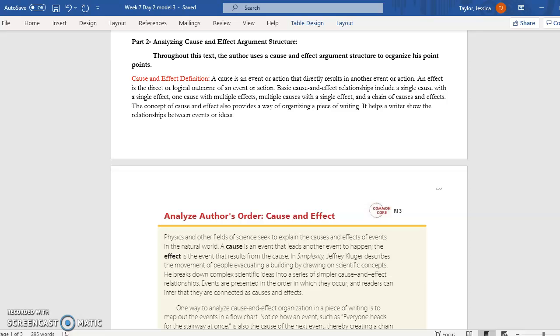Basic cause and effect relationships include a single cause with a single effect, one cause with multiple effects, or multiple causes with a single effect. And it can also be a chain of causes and effects. The concept of cause and effects provides a great way of organizing a piece of writing. It helps an author or a writer show the relationship between events or ideas.